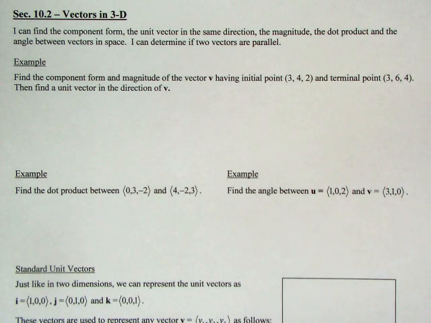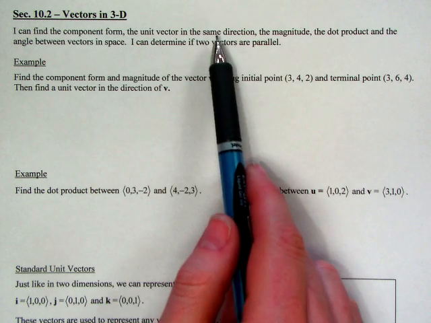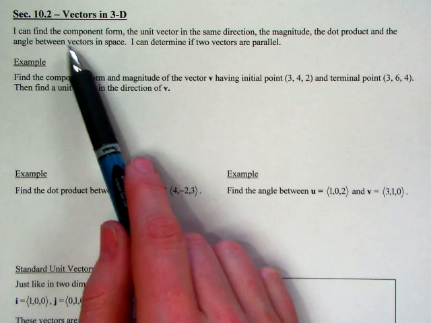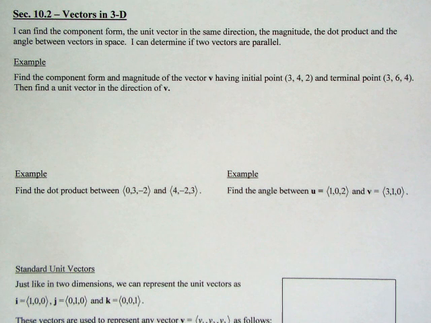This is section 10.2. We're going to continue our discussion about vectors in three dimensions. Today we're going to focus on being able to find component form, unit vectors, magnitude, dot product, and the angle between. We're going to finish it up with figuring out if vectors are parallel. Lots of the same stuff we did in the chapter 6 unit. With vectors, we're just going to do them in three dimensions now.